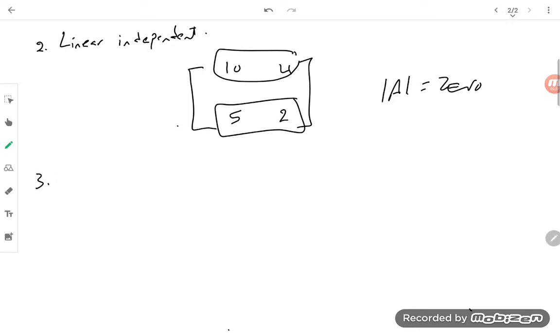Number 3, determinant not equal to 0. This means that the determinant should have a scalar value which is not 0.